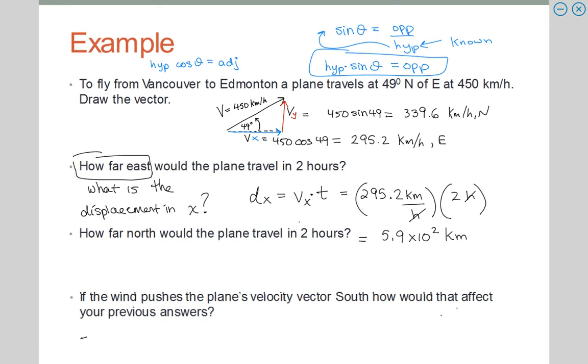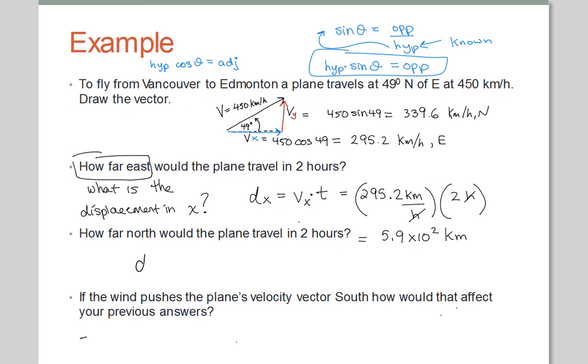Okay, so you guys can try the next one. How far north would the plane travel in 2 hours? So how far north? Make sure you highlight that word north. And hopefully you adopt these subscripts because it will help you stay organized, especially when you've got lots going on in a problem.